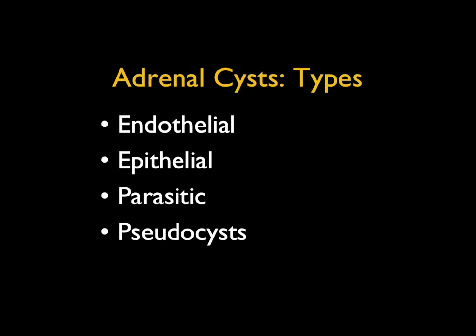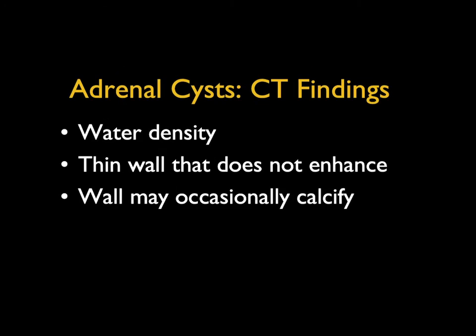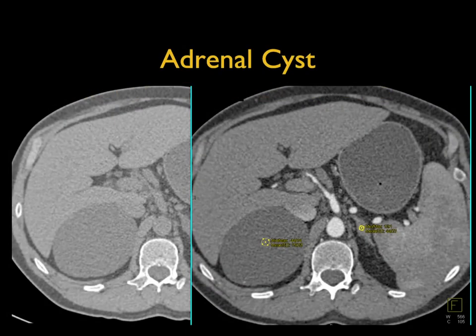Now, what about other lesions? Adrenal cysts are very common. Easy water density. Can I tell endothelial from epithelial? The answer is no. The water density, thin wall, maybe a septation, occasionally rim calcification. You can see it here in non-contrast very nicely.